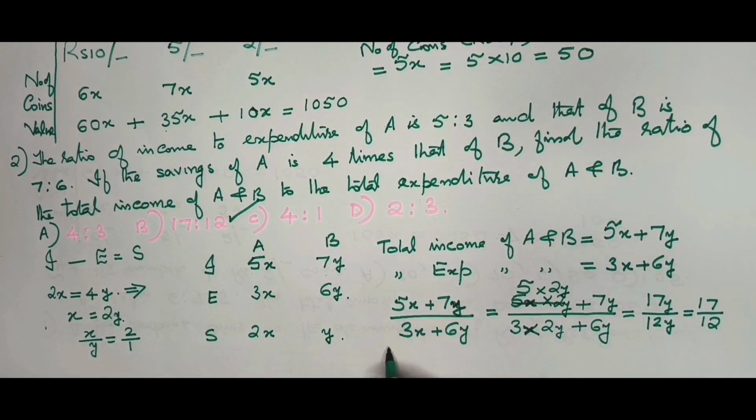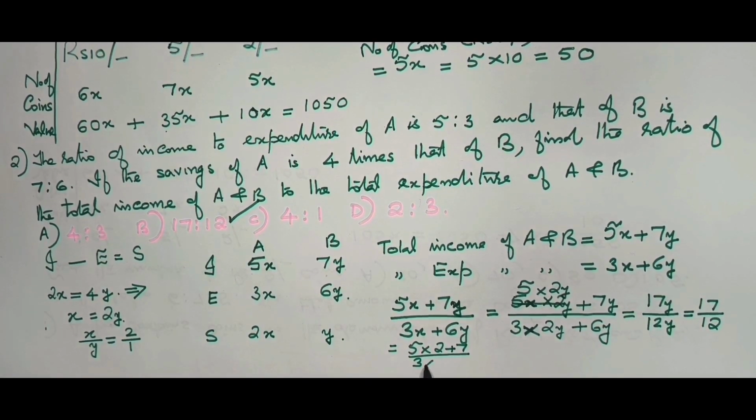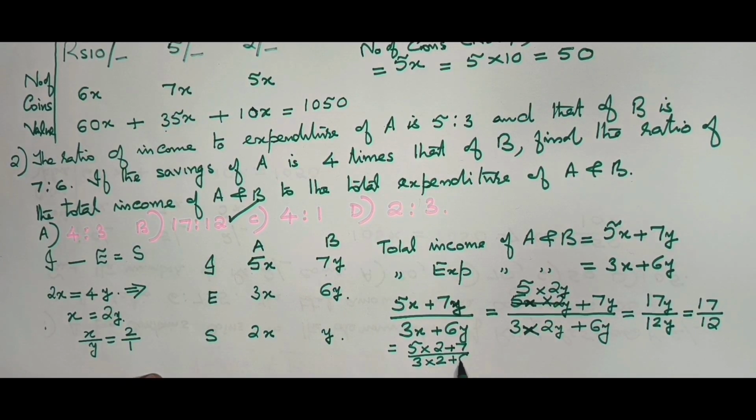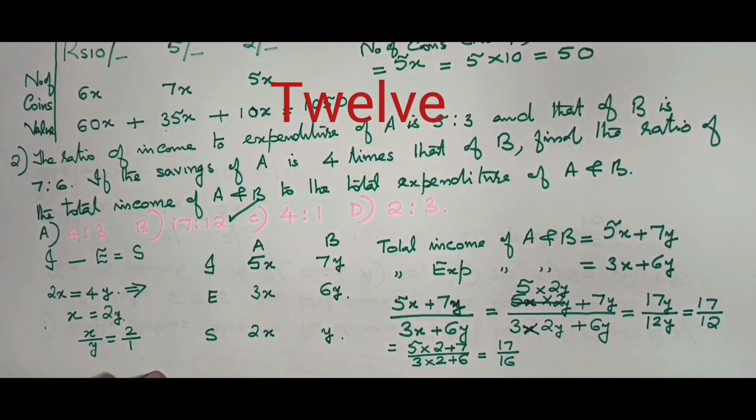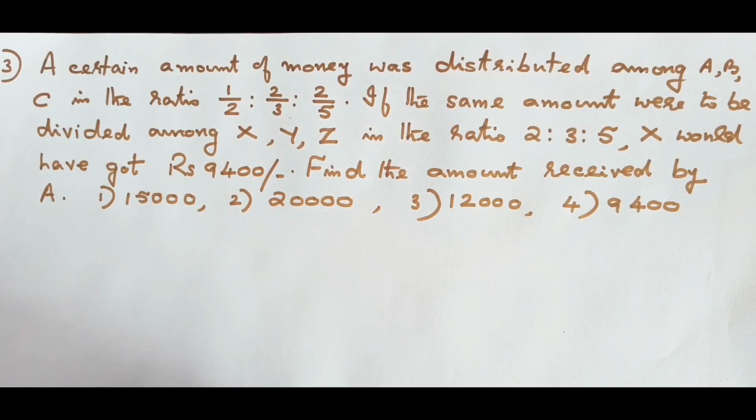What I meant is this. See, here this one will be 5 multiplied by x equals to, we are using the particular value, 7 multiplied by 1 divided by 3 multiplied by 2, 6 multiplied by y equals 1. So just 6. Simplify. You get 17 over 12. Now let's move to the third problem.